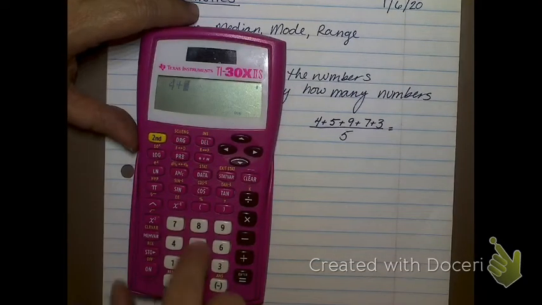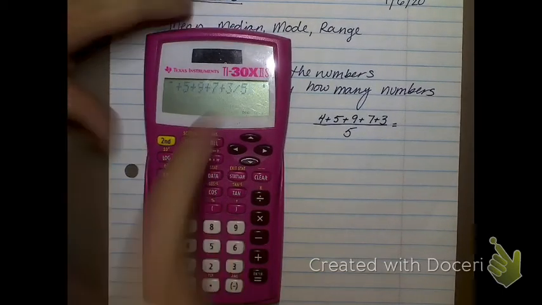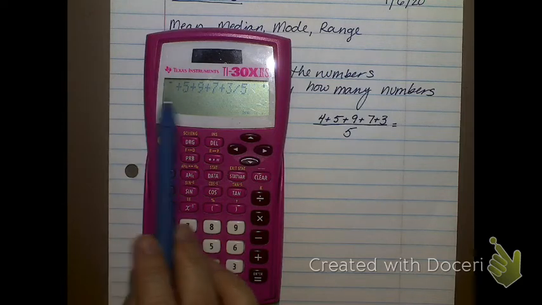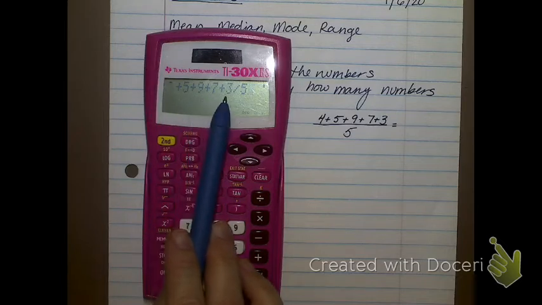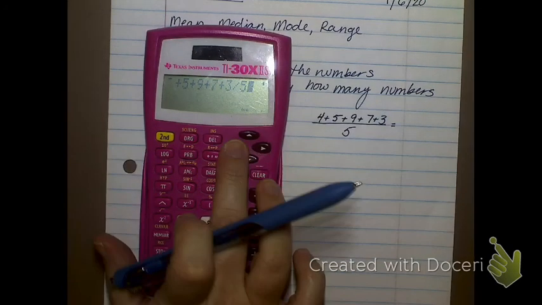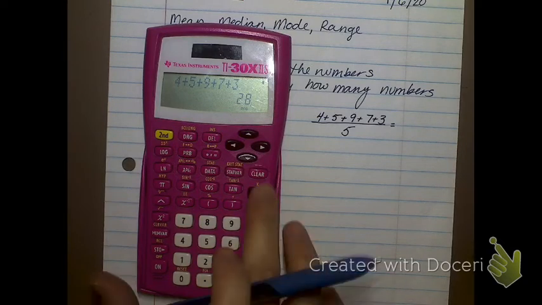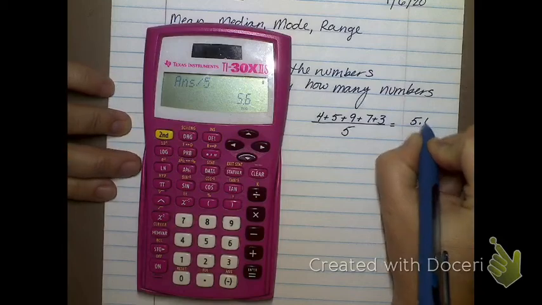So 4 plus 5 plus 9 plus 7 plus 3. Can I just do divided by 5? No. Why not? Because you divide the 3 by 5 instead of all the numbers. My calculator will not add all the numbers and then divide. It will add all these numbers and then it will add 3 over 5 at the end. So I either need to put that whole first part in parentheses or I just do the addition part, hit enter, and then divide by 5. And my mean is 5.6.